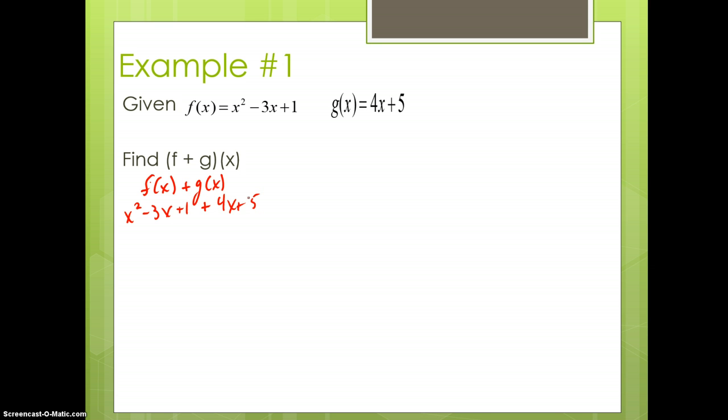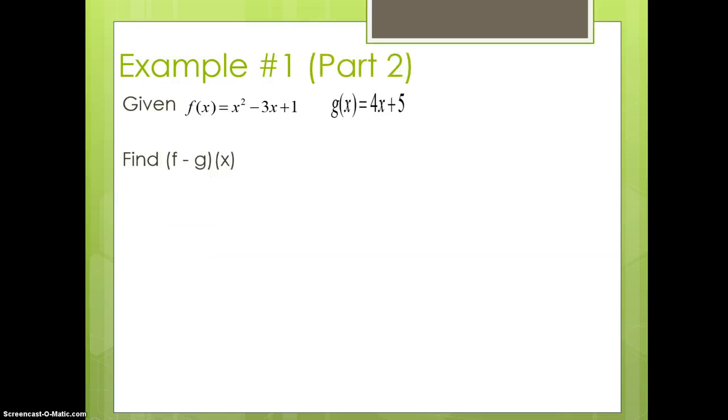And then I'm combining the like terms. And when I combine the like terms, I get a final answer of x squared plus x plus 6. Part 2 gives us the same two functions, and now we are doing f minus g of x.